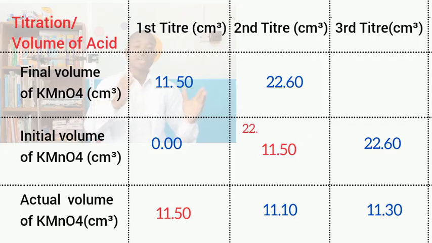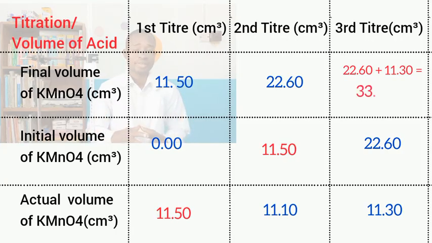Of course, we are going to get the final volume is equal to initial volume plus actual volume of potassium manganate 7 used. So for the third titration, our final volume is going to be equal to 22.60, which is the initial volume, plus 11.30, which was the actual volume of KMnO4 obtained in the third titration. So if you add up these two values, 22.60 plus 11.30, this would give us 33.90 as the final volume of the KMnO4 used.